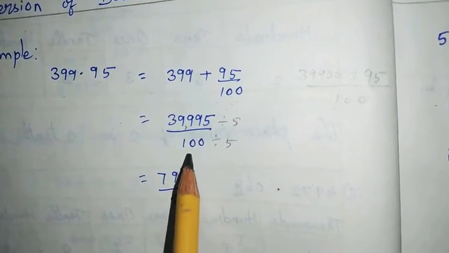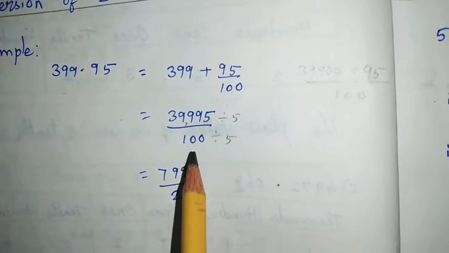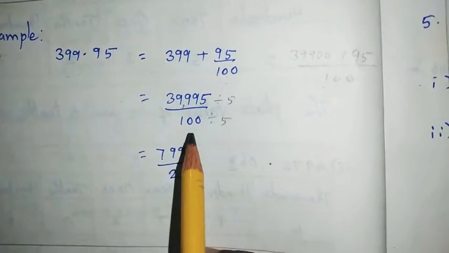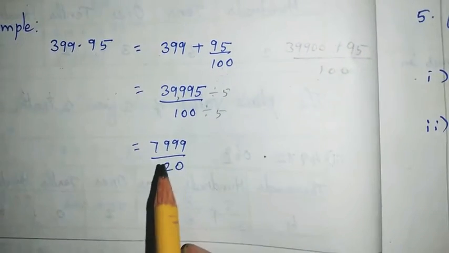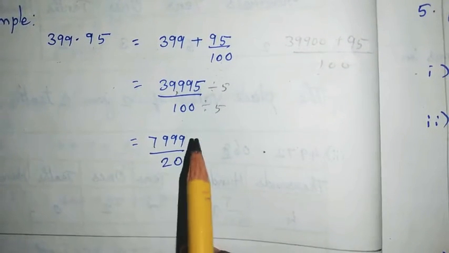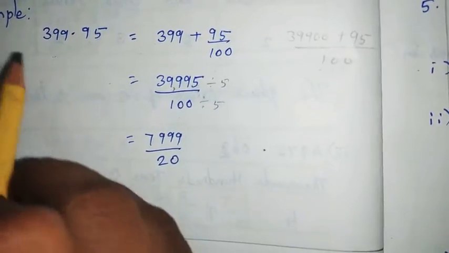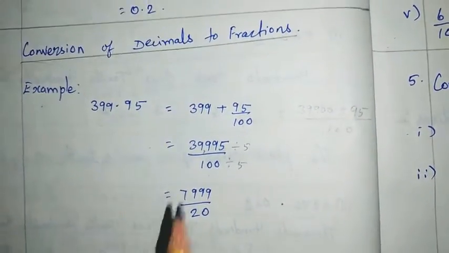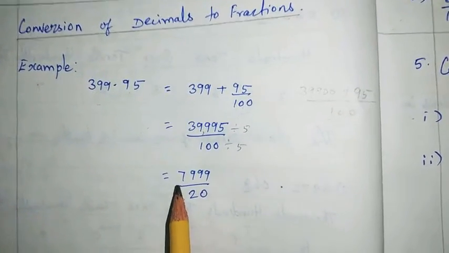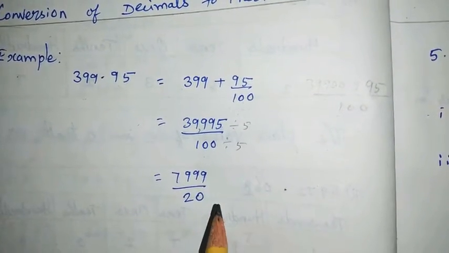39,995 by 100. In this fraction, we have a common factor of 5. So, we divide both the numerator and denominator by 5. We get the fraction 7,999 by 20. Therefore, 399.95 can be represented as the fraction 7,999 divided by 20.